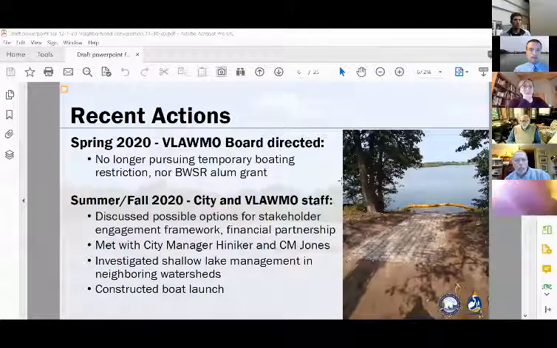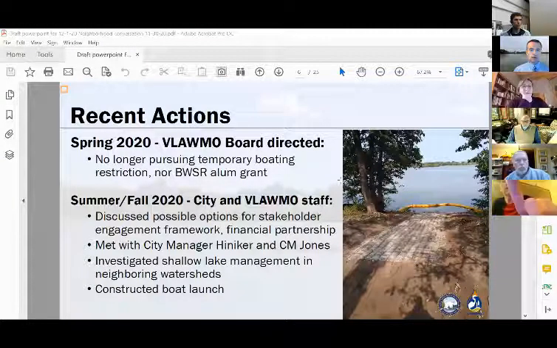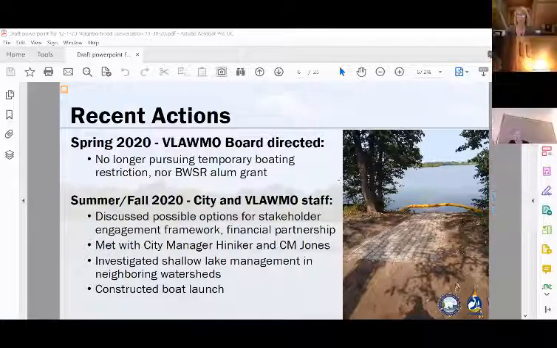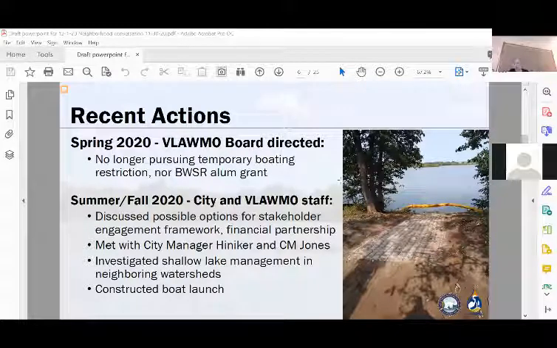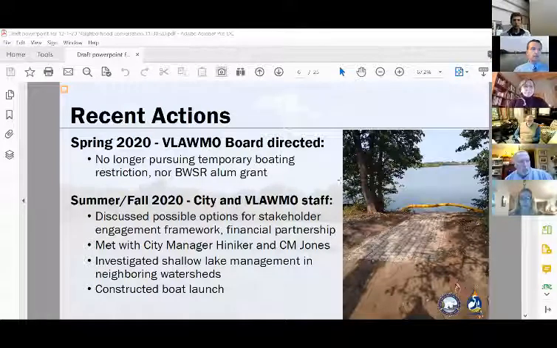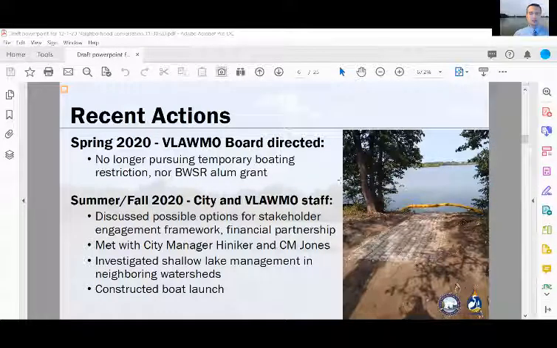So recent actions related to this work on East Goose Lake: the board in spring identified that they're no longer pursuing a temporary boating restriction, nor are they pursuing a Bowser-Allen grant, given that the grant would lock us into a 15-year process, which could not change over time and was very rigidly set, which would ultimately result in higher overall management costs for a healthier East Goose Lake.